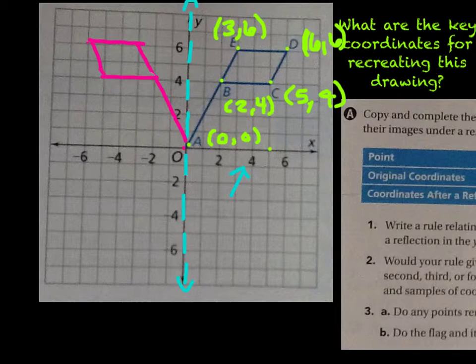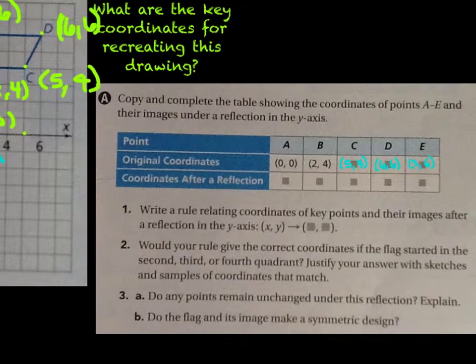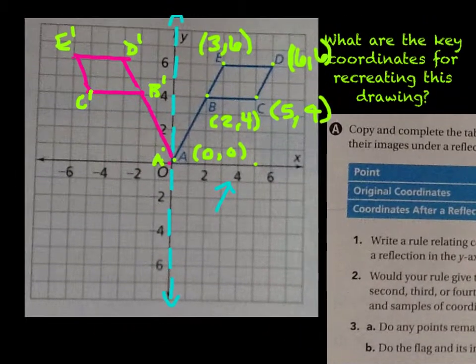Perfect. And so, what I would insist that you do now is label your points. We have A prime, B prime, D prime up here, E prime, and C prime. So those are our different points. Let's go back and see what we need to do after that. Looks like we need to add in our coordinates after the reflection, so we need to fill in this part of the table.